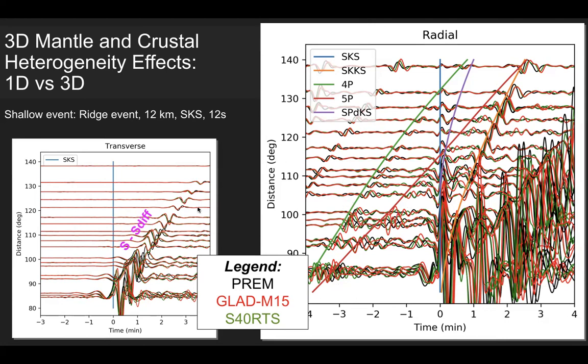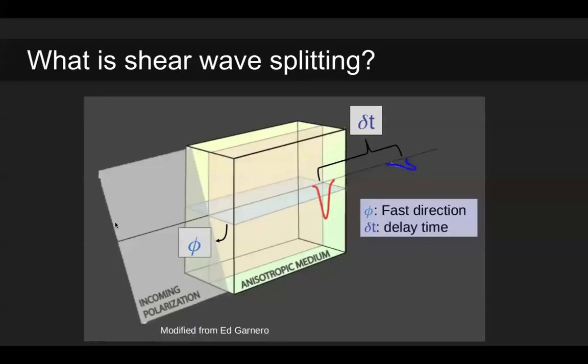comparatively. Now on the transverse component, remember, these are all isotropic, so very simple. We don't have a lot of transverse component energy. It's mostly in this S diffracted phase that's present. In this isotropic Earth, SKS mainly has energy on the radial component. It doesn't have any energy on the transverse component. So I'm just showing you a snapshot of what that looks like.